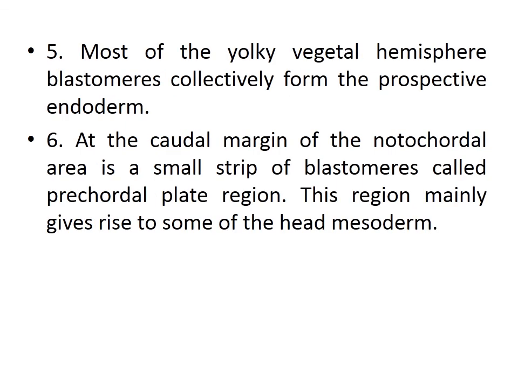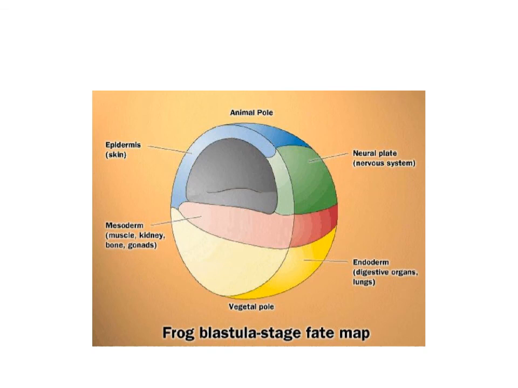Most of the vegetal hemisphere blastomeres collectively form the prospective endoderm. And at the caudal margin of the notocaudal area is a small strip of blastomeres called precaudal plate region. This region mainly gives rise to some of the head mesoderm. So this is the frog blastula stage fate map, where you can see all the cells, the epidermal cells, the mesodermal cells, as well as the endodermal cells.